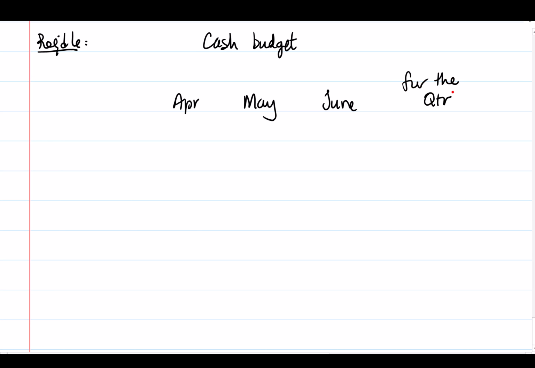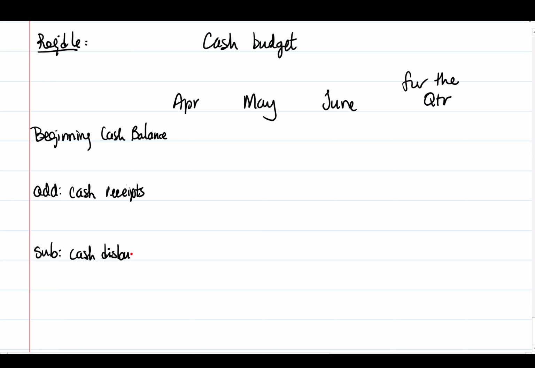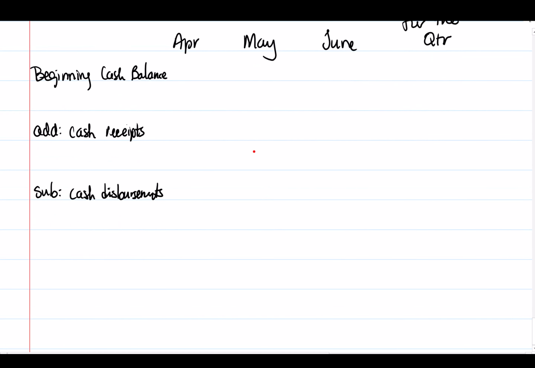And all we want to do is take all our amounts that are paid in cash by each month and put them in here. So I'm going to start with my beginning cash balance. And to that, I'm going to add my cash receipts, which we already did that budget. And then I'm going to subtract my cash disbursements. And go from there.